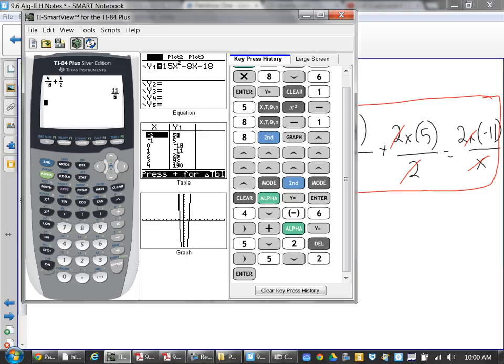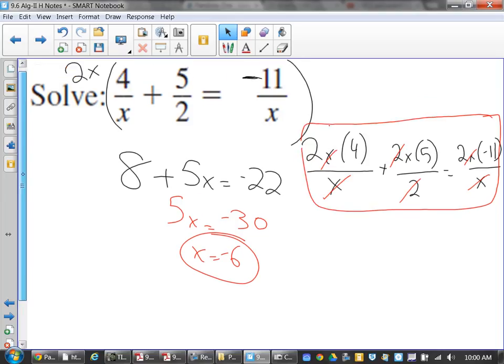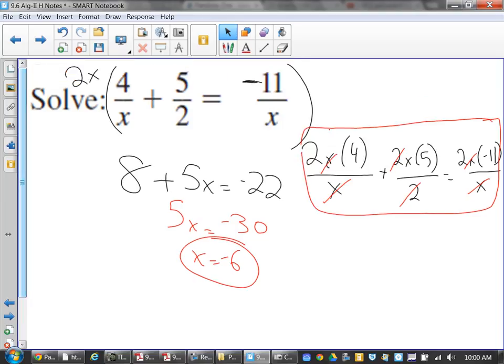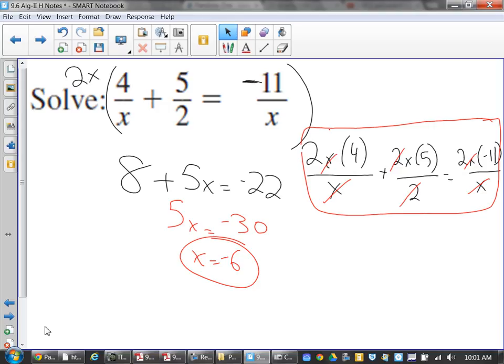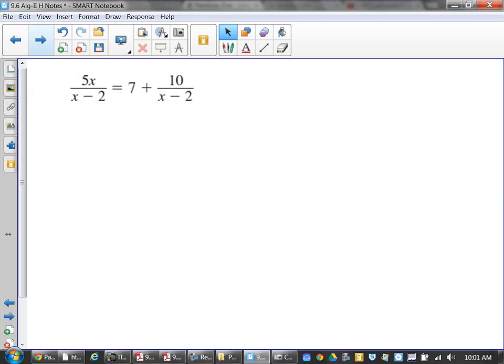Oh, because it was a negative. Oh yeah, it'd be over negative 6. Yes, it'd be over negative 6, so that works out. Yep. So if you look at it here, it would be negative 11 over negative 6, so it works out, and you're fine. Okay. So it works. All right. Let's do another one.